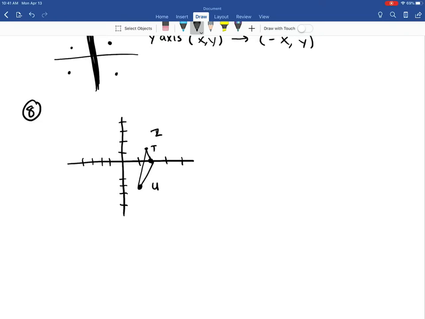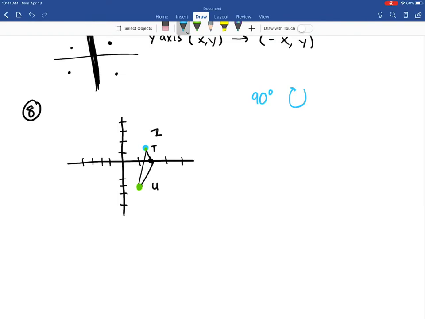Okay, so I'm rotating about vertex Z. This one up here is my point of rotation, so that one is not going to change. And I'm going 90 degrees the way the clock turns. And they're asking me about U. So this is the one that I'm turning 90 degrees about this point.